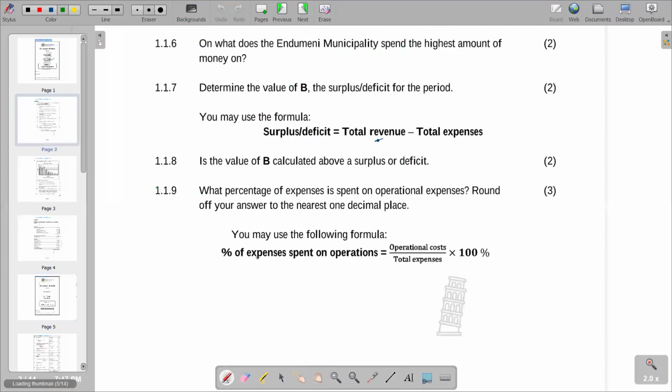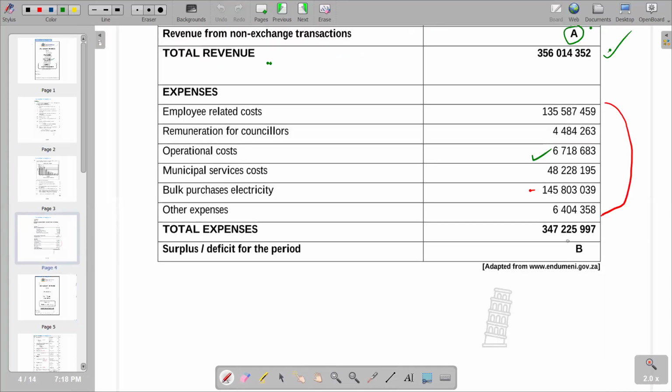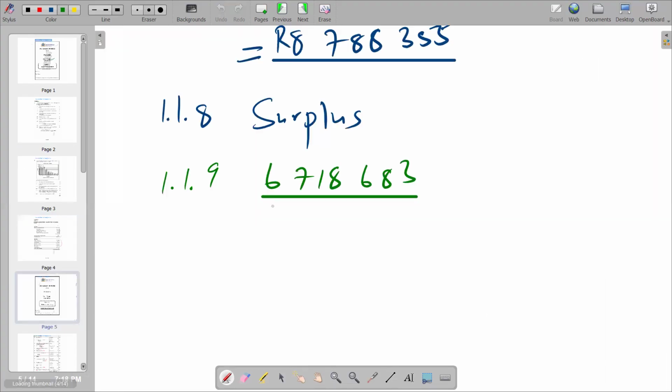So our denominator, we refer back to the formula that we are given, is total expenses. And we know that the total expenses are 347,225,997. So we try to put that figure as 347,225,997 by 100 over 1. So we calculate it.